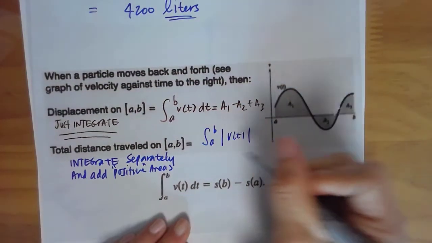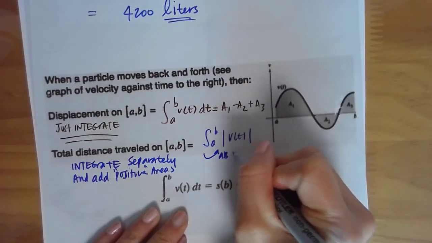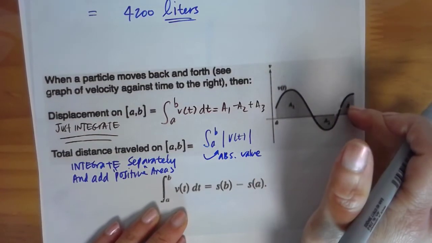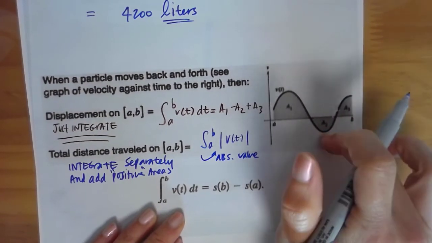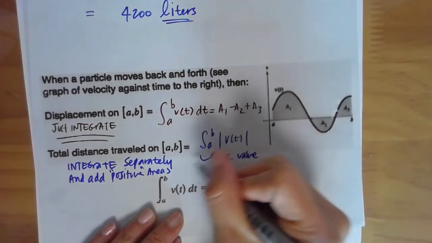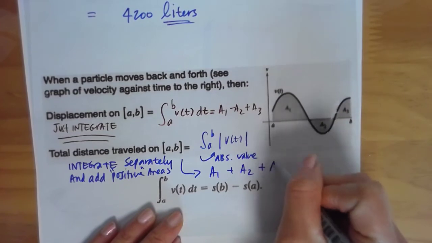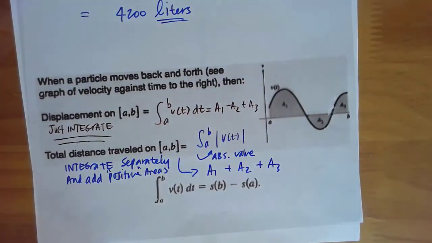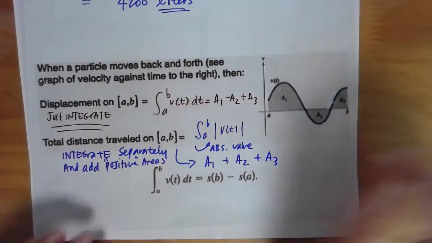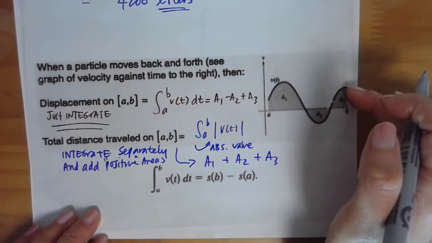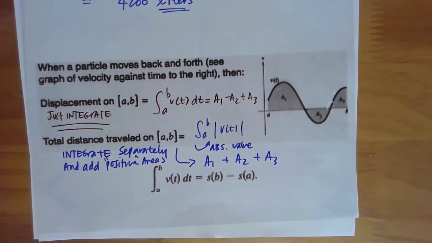This absolute value means everything, even A1 is positive, A3 is positive, but even the quantity of A2 is also positive in this case. So total distance means A sub 1 plus A sub 2 plus A sub 3. They're all going to be positive. It's total amount. That's total distance. Displacement means you're positive here, negative here, positive here. So that's total displacement, okay?